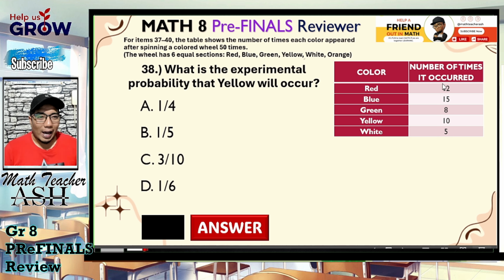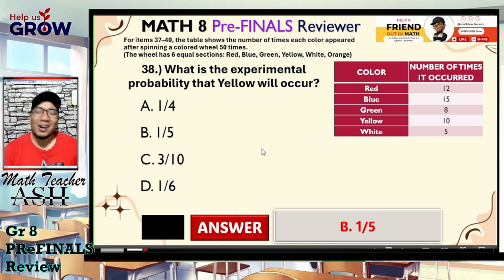Now, how many times was the experiment made? So, we have to add all the number of times. So, 12 plus 15 plus 8 plus 10 plus 5. If you add them, that is a total of 50 spins. Okay. So, how many times did yellow occur? That is 10 out of 50. So, 10 out of 50, if you get the lowest term, is 1/5. Letter B. Let's check whether we are correct. Alright. I hope you got that one, my dear math learners.